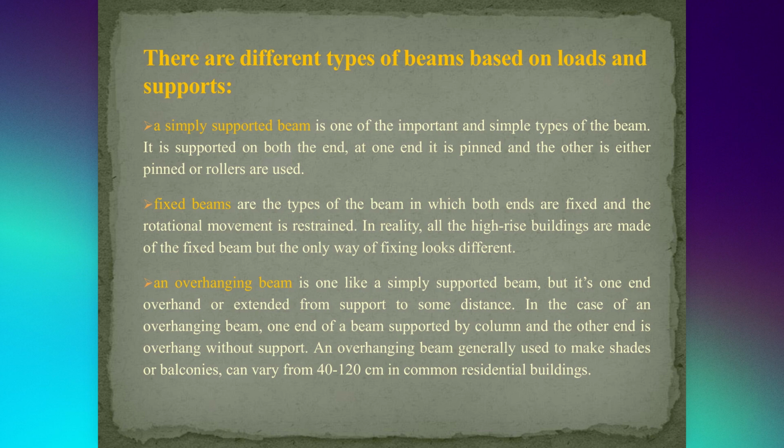An overhanging beam is like a simply supported beam, but one end is overhanged or extended from the support by some distance. In the case of an overhanging beam, one end of the beam is supported by a column and the other end is overhanging without support. An overhanging beam is generally used to make shades or balconies, and can vary from 40 to 120 centimeters in common residential buildings.